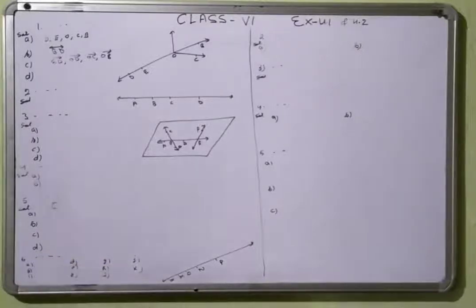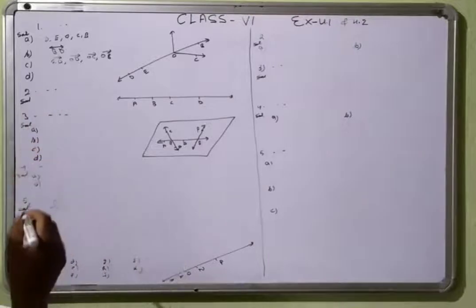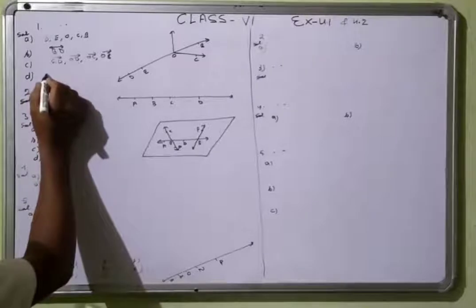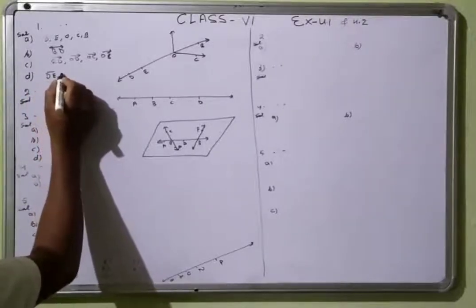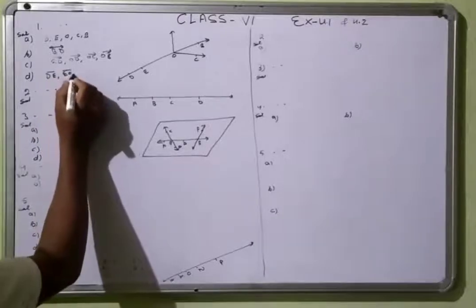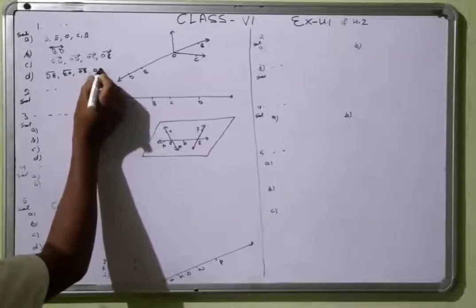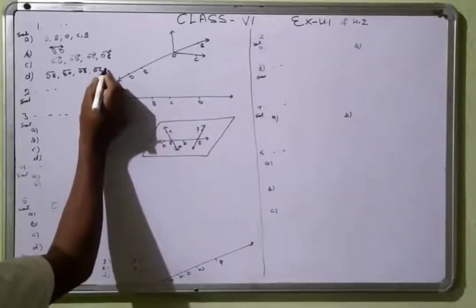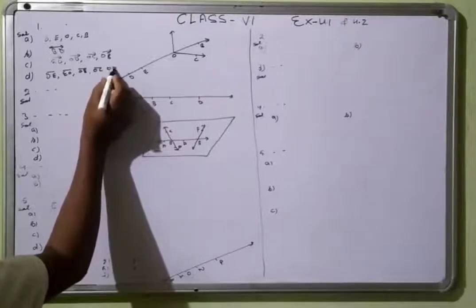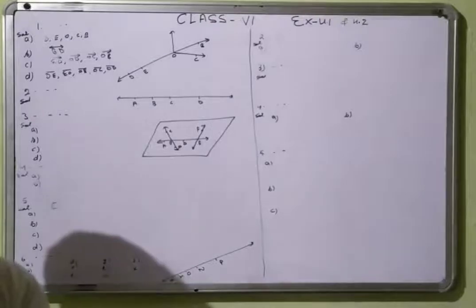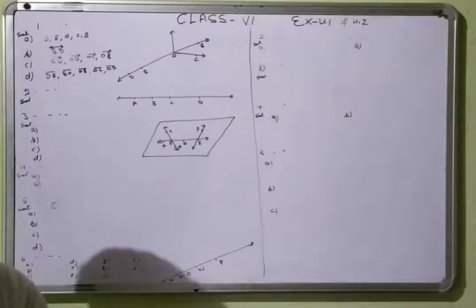5 line segments. Many more line segments are there, but it asks for only 5, so DE, EO, OB, OC, OD. These are the line segments.